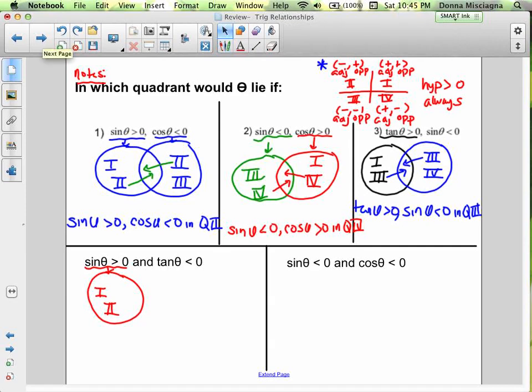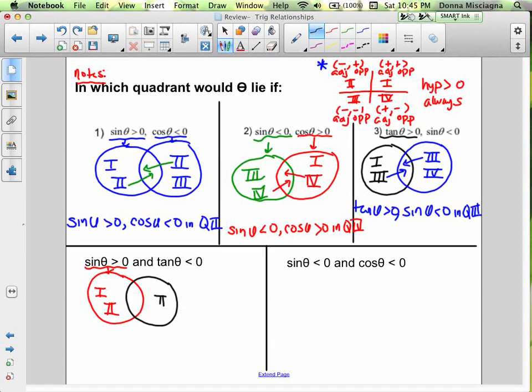All right, so now let's look at tangent. Where's tangent negative? Tangent's not going to be negative in the first quadrant, right? That's where they're all positive. It's negative in the second quadrant, where the adjacent is negative, and in the fourth quadrant, where the opposite is negative. Tangent is positive in the third quadrant. And what do they have in common? It's the second quadrant. That's where the overlap is. So that means that sine theta is greater than 0, tangent theta is less than 0 in quadrant 2.